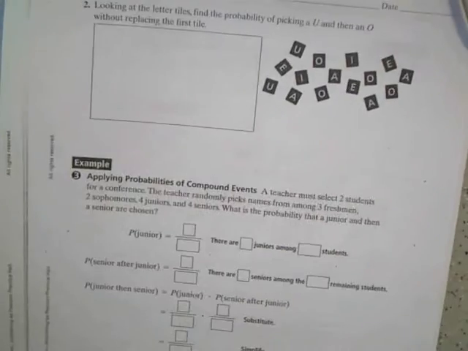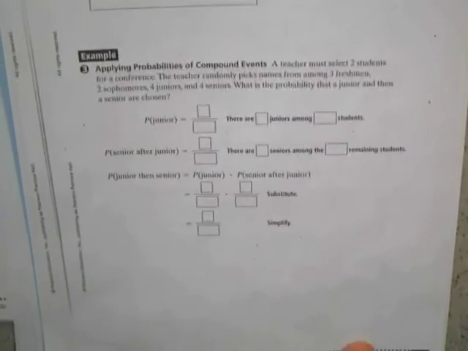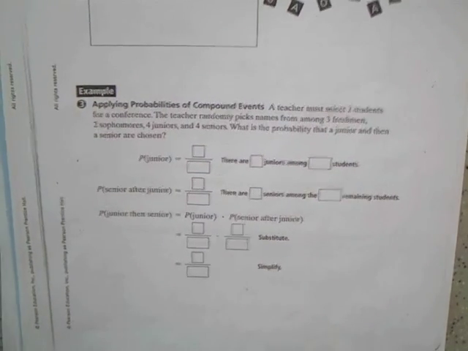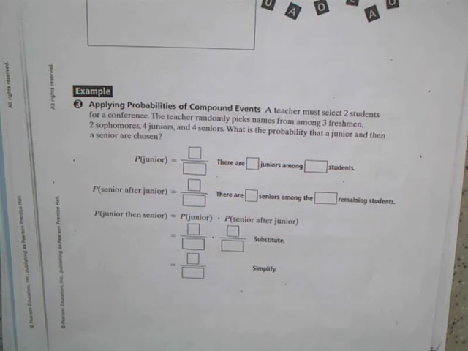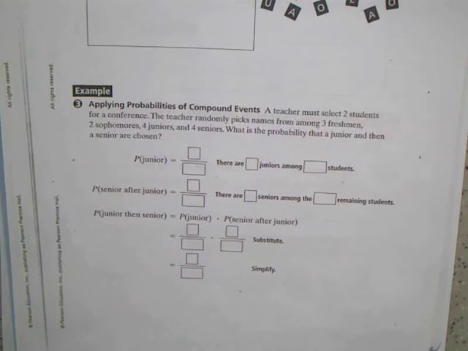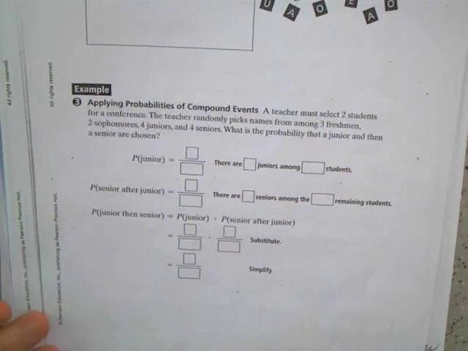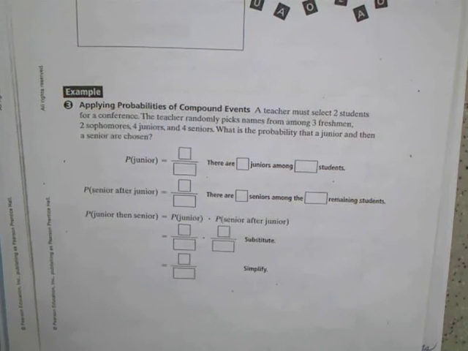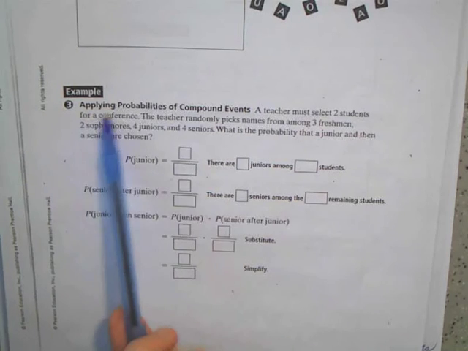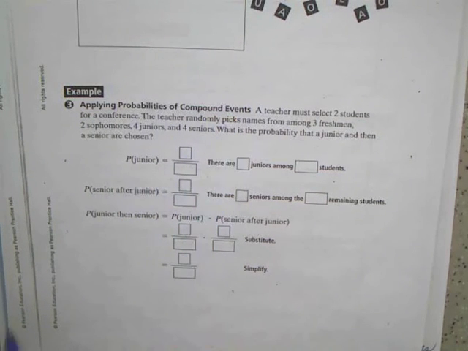Okay, you have a couple of quick checks here, and then I'm going to skip ahead to the examples. Remember, you may do the quick checks whenever you choose, now or at the end, because you can always pause the video to go at your own pace or however you feel most comfortable. Applying probabilities of compound events. A teacher must select 2 students for a conference. The teacher randomly picks names from among 3 freshmen, 2 sophomores, 4 juniors, and 4 seniors. What is the probability that a junior and then a senior are chosen?